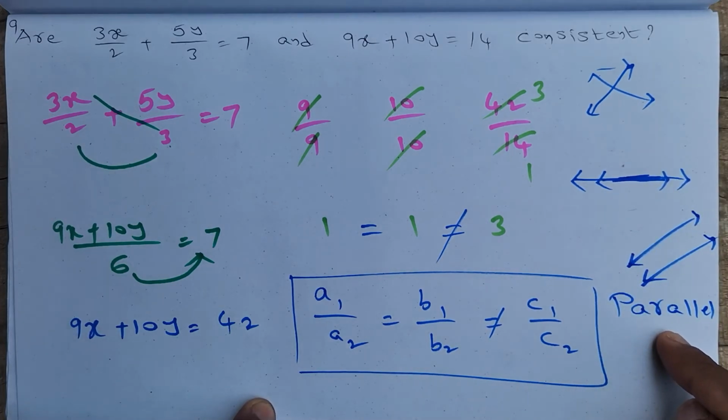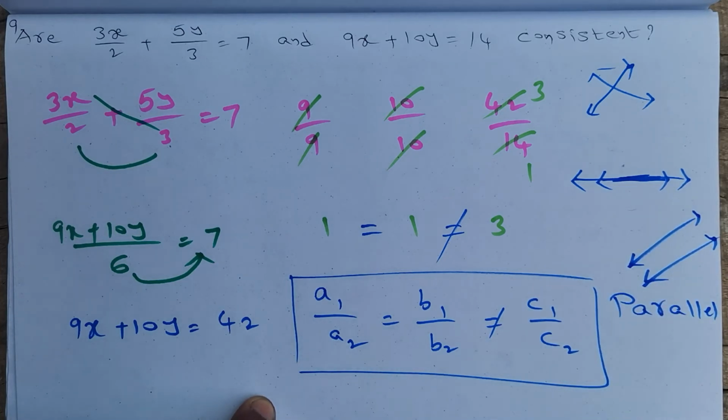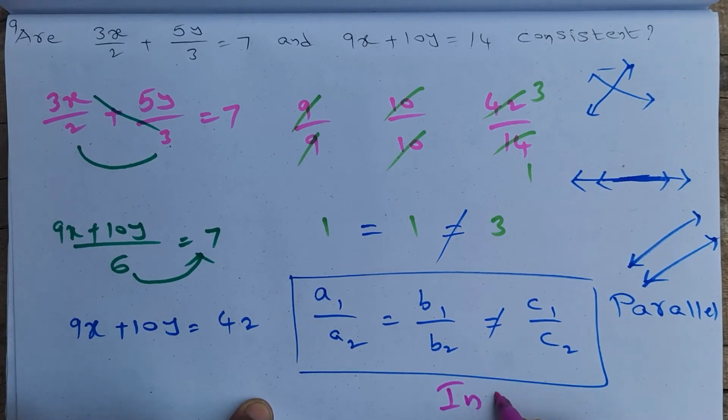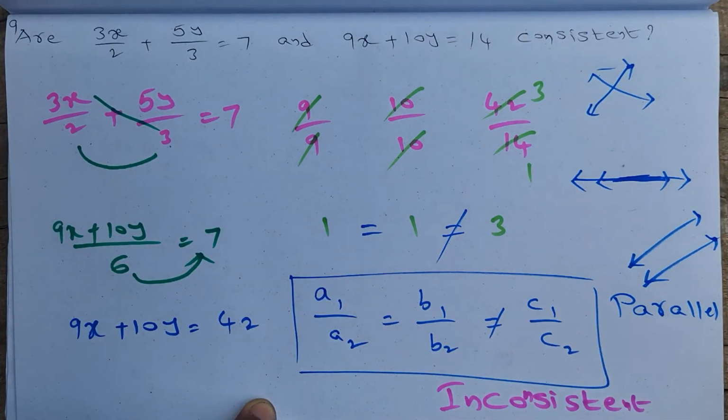Parallel lines, they won't touch each other at all. If they are not touching at all, it means they don't have any solution. If they don't have any solution, then these two are considered inconsistent. He's asking whether they are consistent. No, these two equations are inconsistent because they are parallel. They don't have any solution.